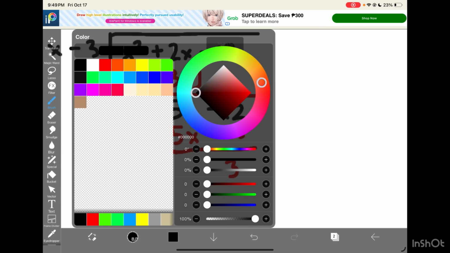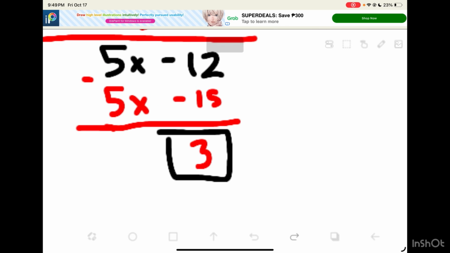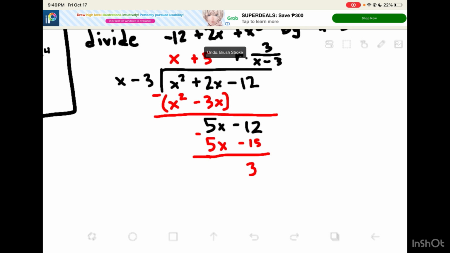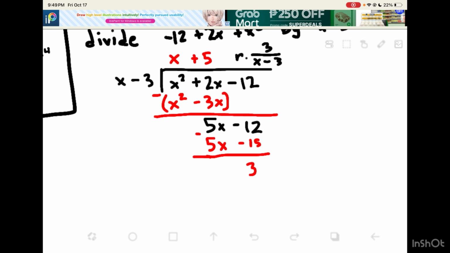So if you end up with a remainder of 0, that means it's exactly a factor. So yeah, that's the division algorithm.